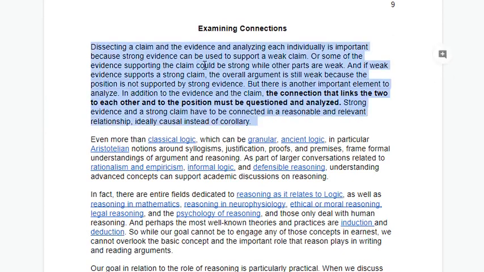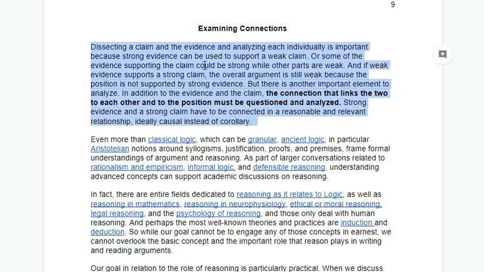Examining connections. Dissecting a claim and the evidence and analyzing each individually is important because strong evidence can be used to support a weak claim. Or some of the evidence supporting the claim could be strong, while other parts are weak. And if weak evidence supports a strong claim, the overall argument is still weak because the position is not supported by strong evidence. But there is another important element to analyze.